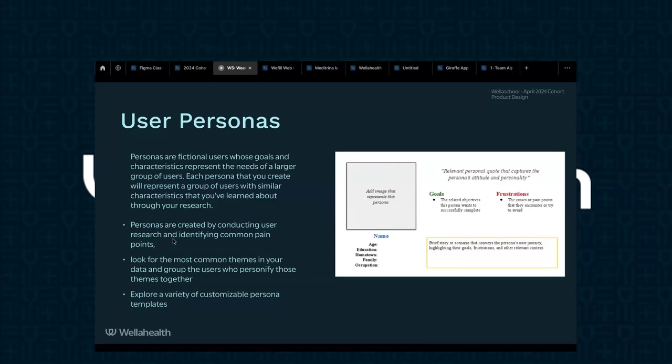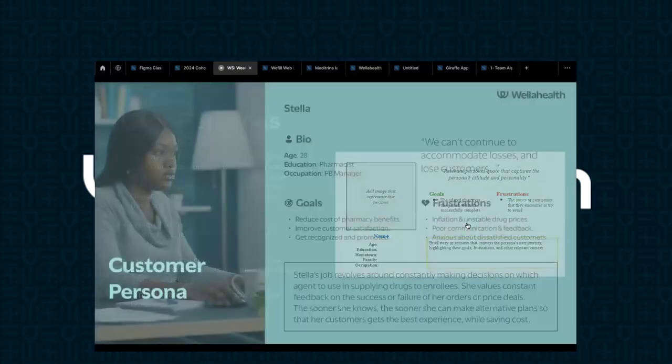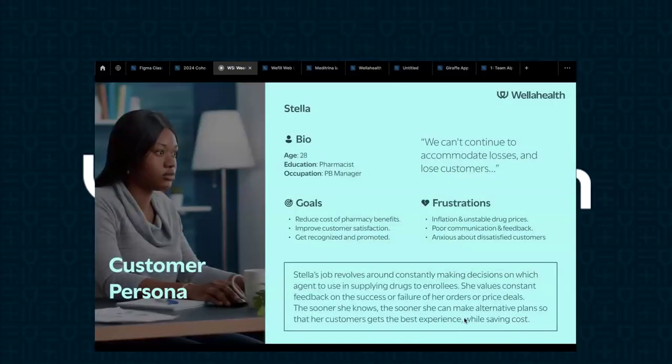Of course, you can see that this is a very simple thing. You can design it yourself if you're not on Figma. So this is the user persona we created for Stella, that you saw in the last slide. Stella is a 28-year-old pharmacist who is a pharmacy benefits manager, right?